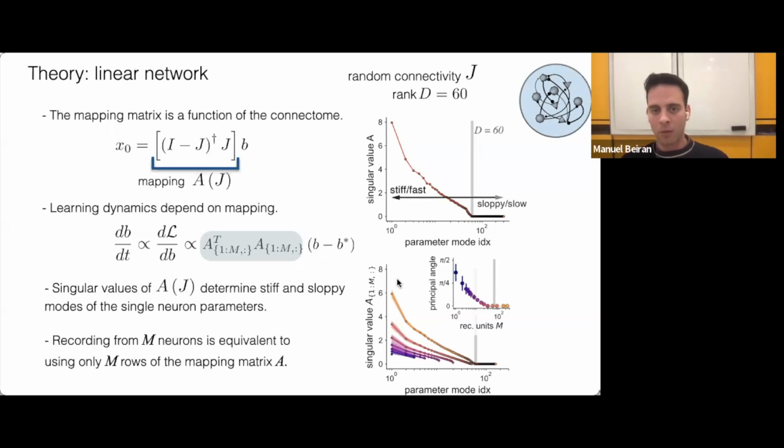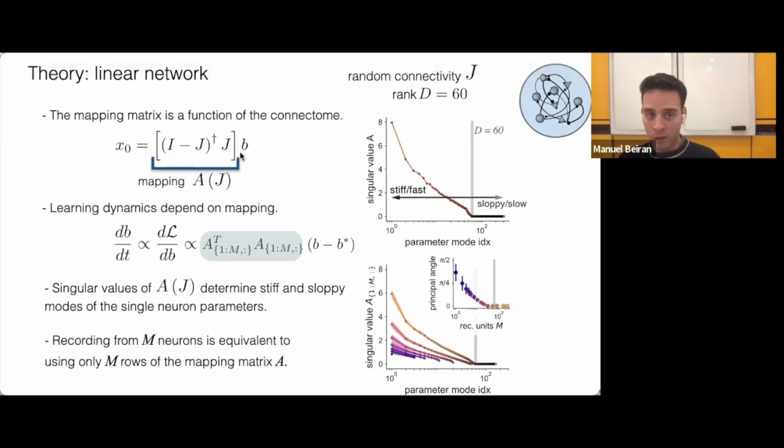Now, I wanted to build a specific teacher network that follows this linear dynamics. So I'm using a network with random connectivity. It's just a normal Gaussian random matrix. The only thing I'm doing is setting the rank of this matrix to be 60. So it's random connectivity all to all, but the rank of the connectivity is 60.